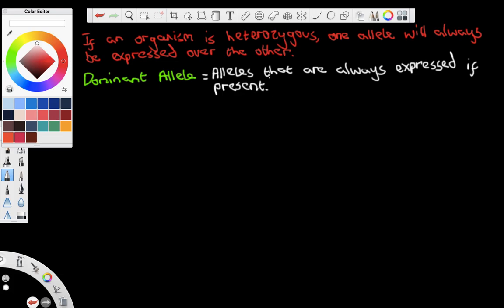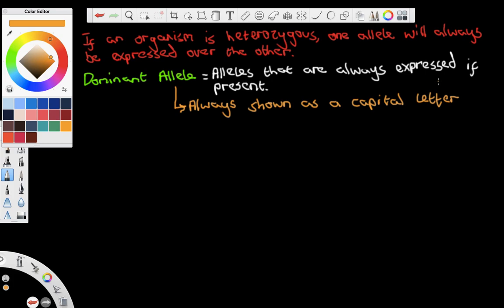So dominant alleles, you only need one of them for them to be expressed. So if you've got a dominant allele, it is always expressed. These are always shown as a capital letter. So a dominant allele is always shown as a capital letter. Okay.